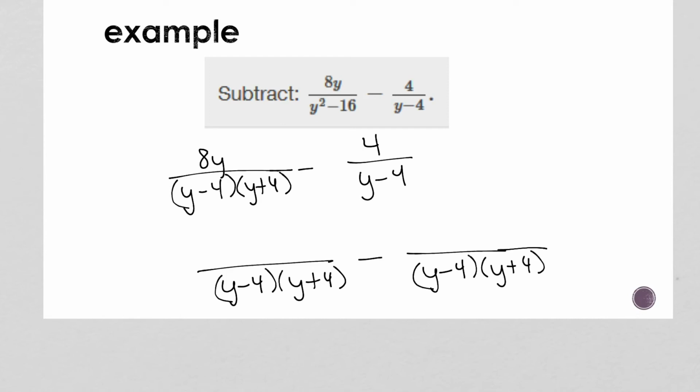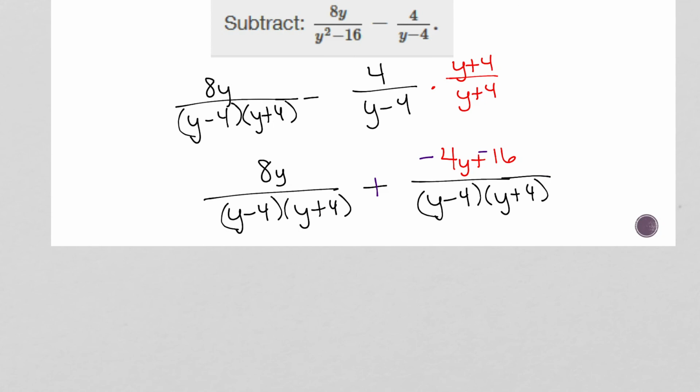Okay, so take a look from here to here. Do I need to change anything at all? Nope, I sure don't. So I'm just going to have 8y in that numerator, okay? Now, from here to here, I need y plus 4, don't I? So I'm going to multiply by y plus 4 over y plus 4, okay? So my numerator becomes 4y plus 16. Now, I need to distribute this minus sign. So minus, that becomes a plus, this becomes a minus, this becomes a minus.